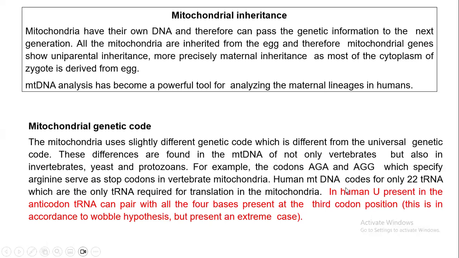The human mitochondrial DNA encodes for only 22 transfer RNAs, which are required for the translation process in mitochondria. This is because in humans, uracil present in the anticodon of transfer RNA can base pair with all four bases present at the third codon position. This is because of the Wobble hypothesis, which allows base pairing of uracil with all four bases present on the codon.